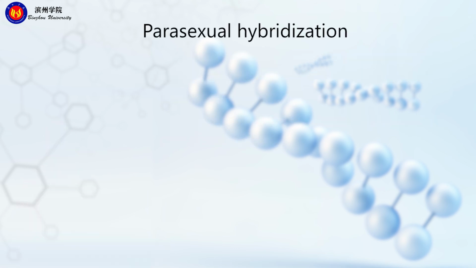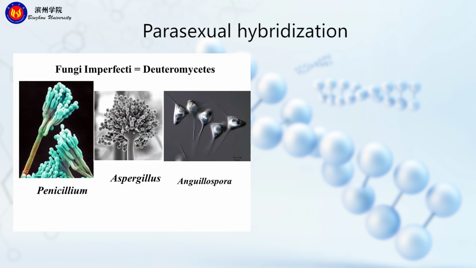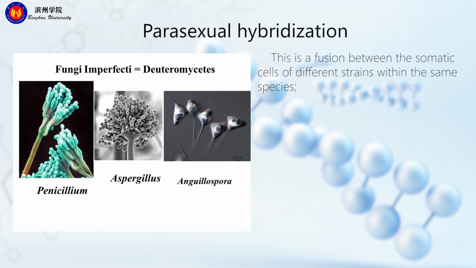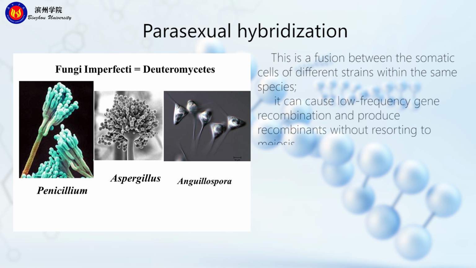Next, let's take a look at parasexual hybridization. It is similar to, but a more primitive form of, sexual reproduction. This is a fusion between the somatic cells of different strains within the same species. It can cause low-frequency gene recombination and produce recombinants without resorting to meiosis.